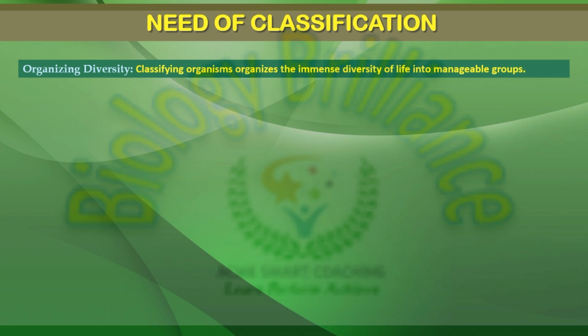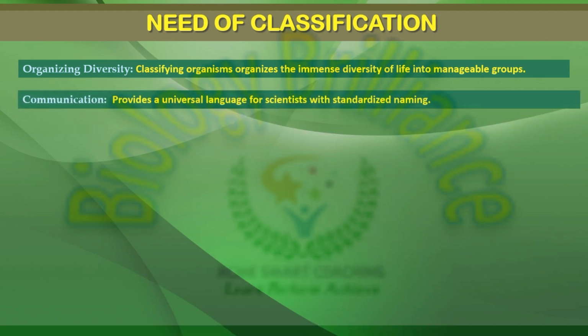Organizing diversity. The number of living organisms on Earth is immense, estimated to be in the millions. Classification provides a systematic way to organize this diversity, making it more manageable for study and understanding. Communication. A standardized system of naming and categorizing organisms allows scientists from different regions and cultures to communicate effectively. Scientific names are universal, reducing confusion caused by multiple common names for the same species.